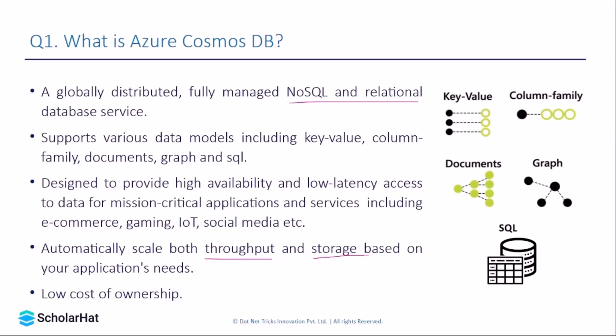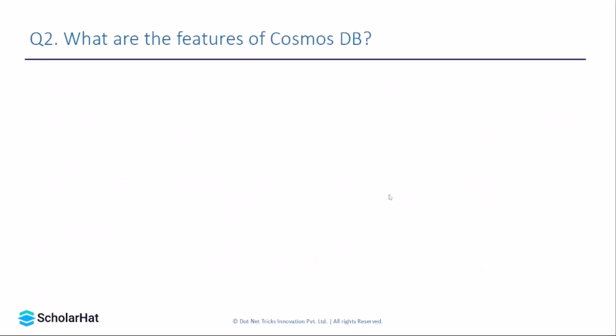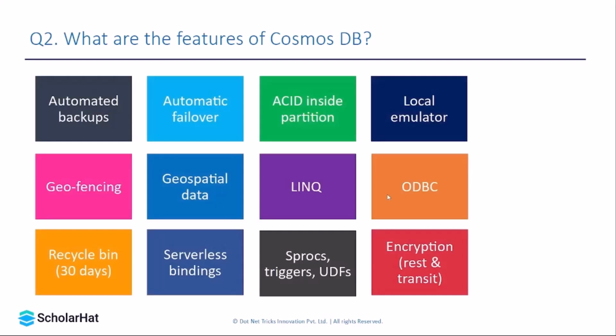Now let's move to our next question, that is, what are the features of Cosmos DB? Cosmos DB provides a rich set of features and we'll discuss these features one by one over here. The first feature that is provided by Cosmos DB is an automated backup. So with the help of Cosmos DB, you can do an automated backup over there.